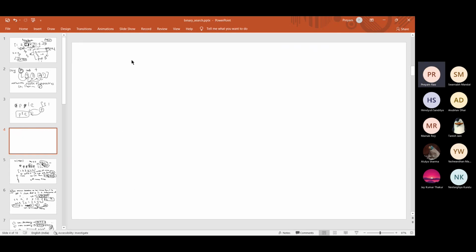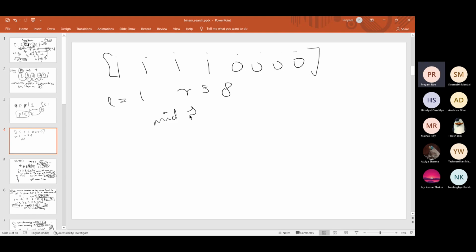So for example, if the array would be something like 1 1 1 1 0 0 0 0. Just for simplicity, I'm looking at the function as an array. In this case, the positions would be 1 2 3 4 5 6 7 8, so L is equal to 1, R is equal to 8. Mid would be equal to 4. So we'll essentially check if the function at 4 is true or false.